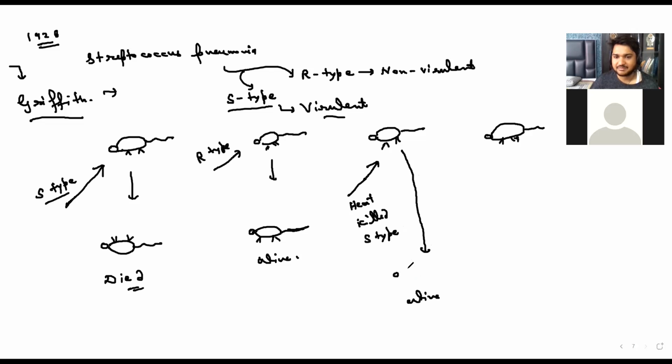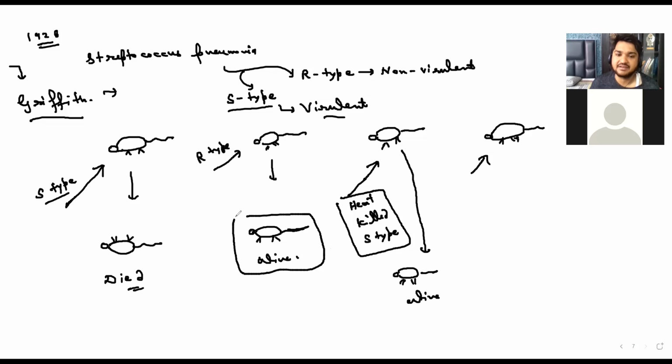Okay, just the diagram. Okay, like this. But now, oh my god, this rat is very weird. It's a fat rat. Heat killed S type and R type both are basically keeping the rat alive.